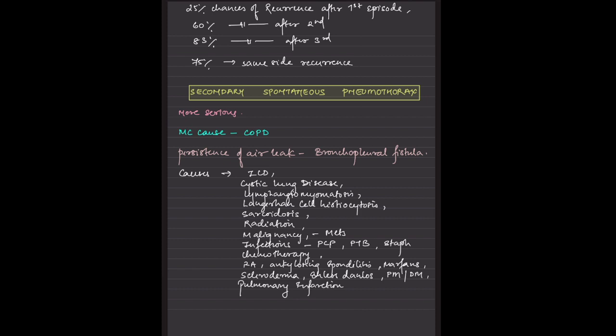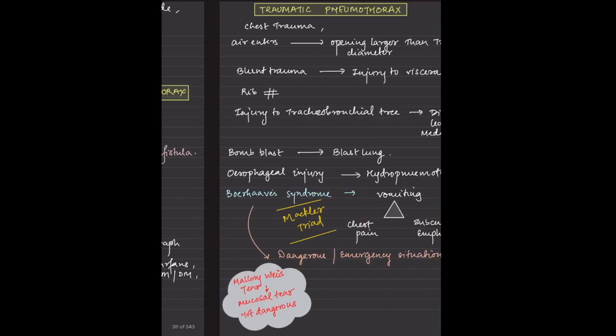Secondary spontaneous pneumothorax is because of COPD-like conditions, like underlying lung disease. It could also be because of any malignancy or infections like PTB, or because of sarcoidosis, ankylosing spondylitis, rheumatoid arthritis, any radiation, any chemotherapy, or Langerhans histiocytosis, lymphangiomatosis, interstitial lung disease, cystic lung disease. So these are the causes that can be one of the factors for pneumothorax to develop.